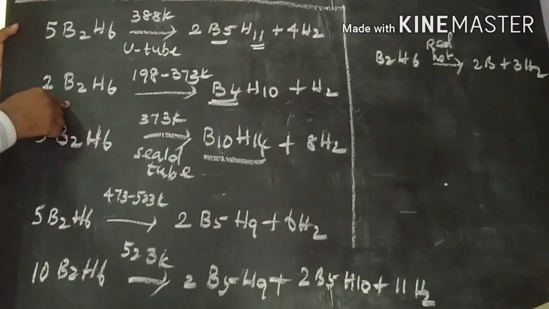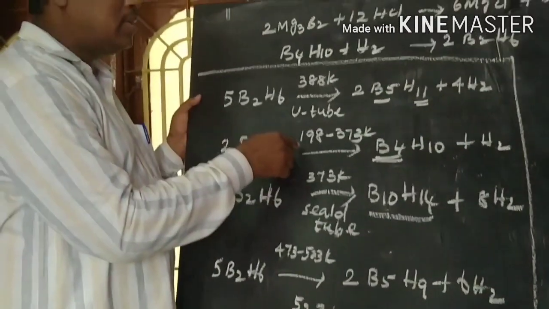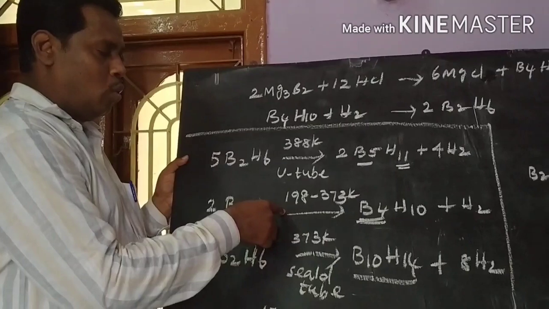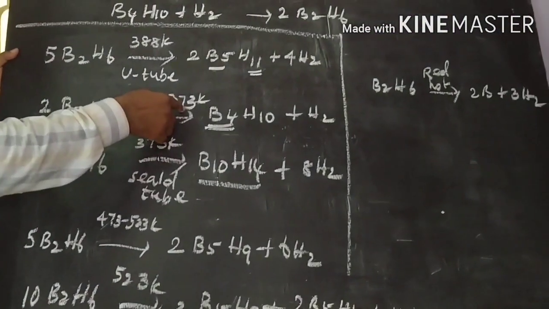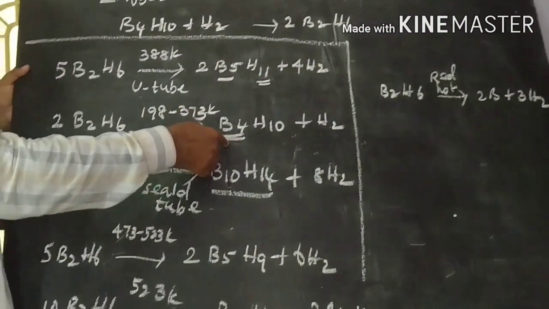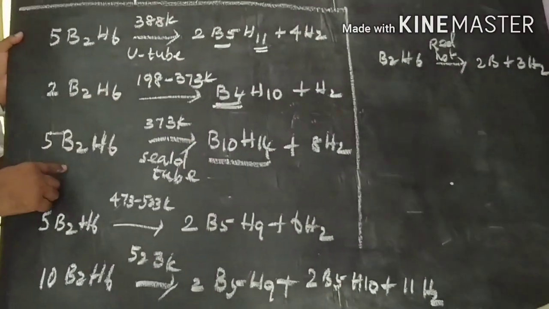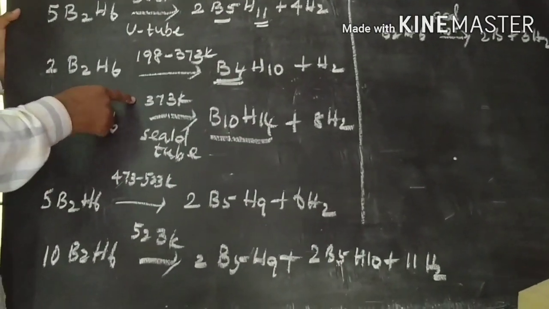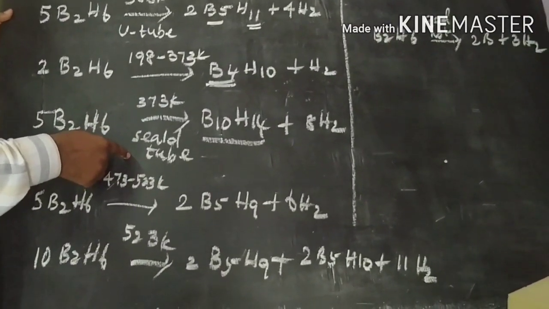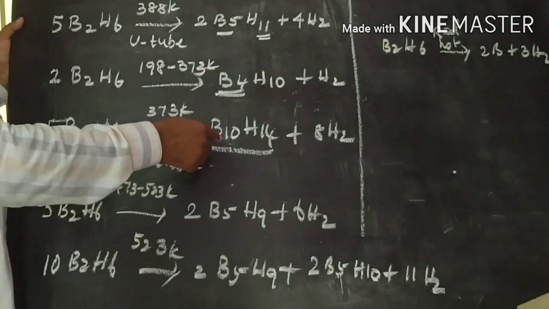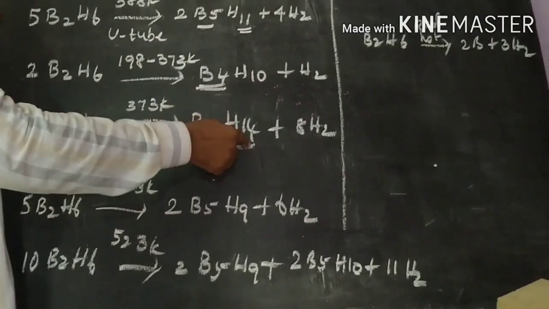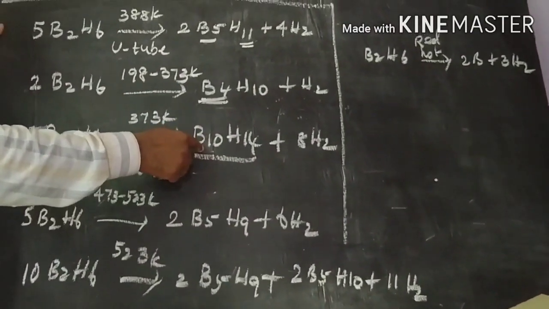Again the same diborane, but the temperature is different. At 198 to 373 Kelvin, tetraborane is produced. Next, diborane at 373 Kelvin in a sealed tube gives decaborane. Deca means 10.